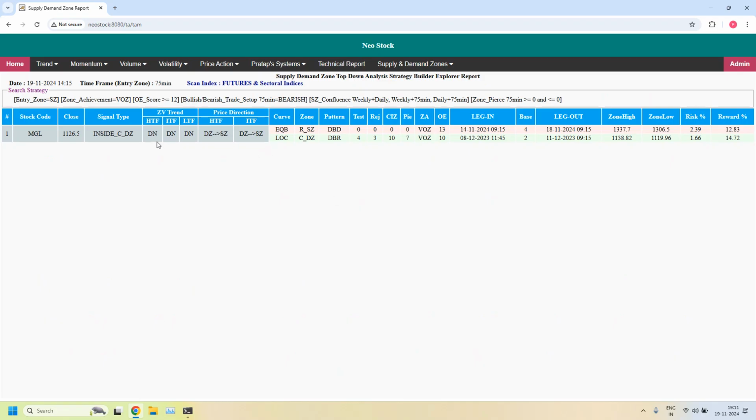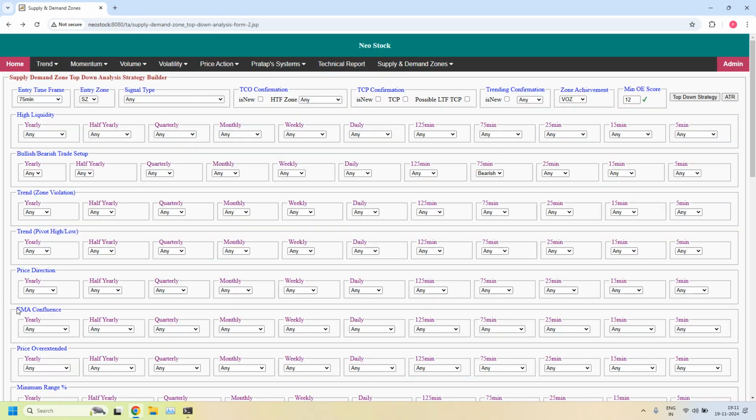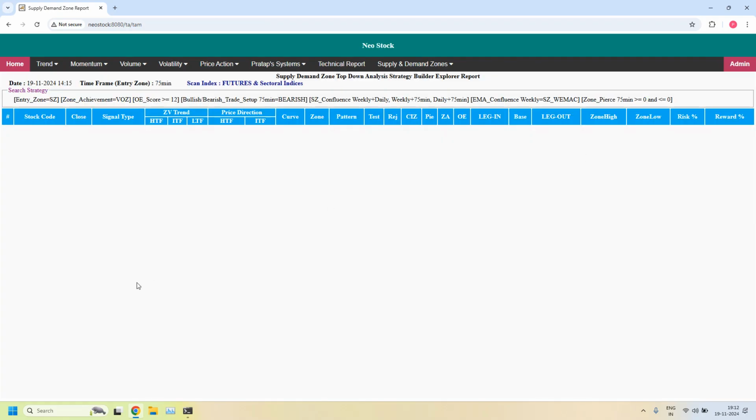If this weekly supply zone is having weekly EMA confluence, because the weekly trend is a downtrend, it could be an even more high probability setup stock. Let's verify. Already it is high probability, but with EMA confluence, it could be even more high probability. So that's why in the EMA confluence, weekly time frame, because 75 minutes and daily together are part of the weekly supply zone. That's why the weekly supply zone is having weekly EMA confluence. That could be even more high probability, but that is not having EMA confluence.